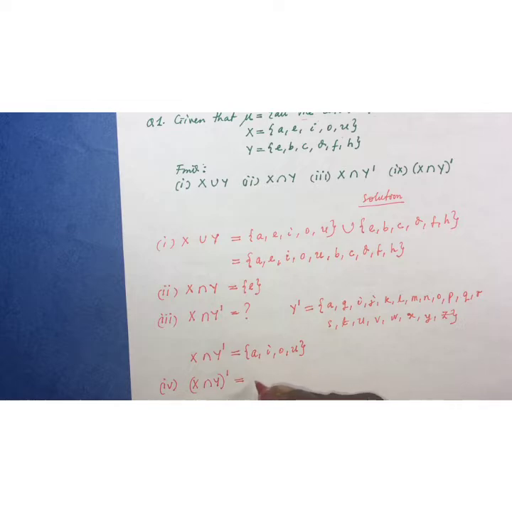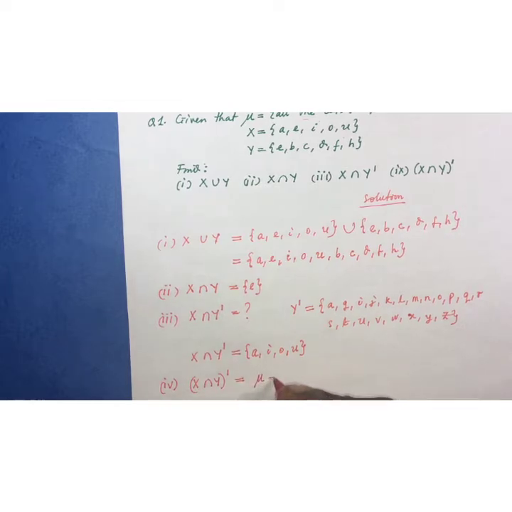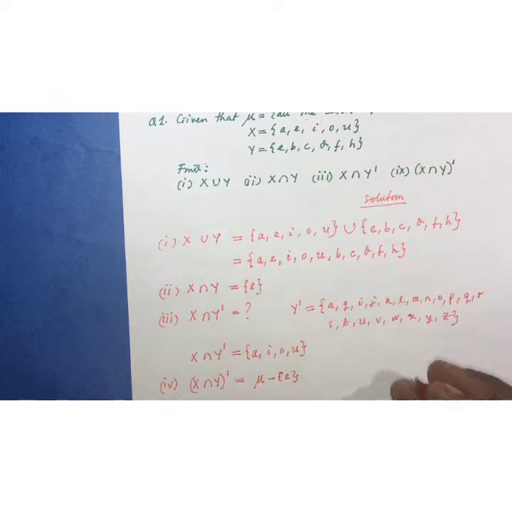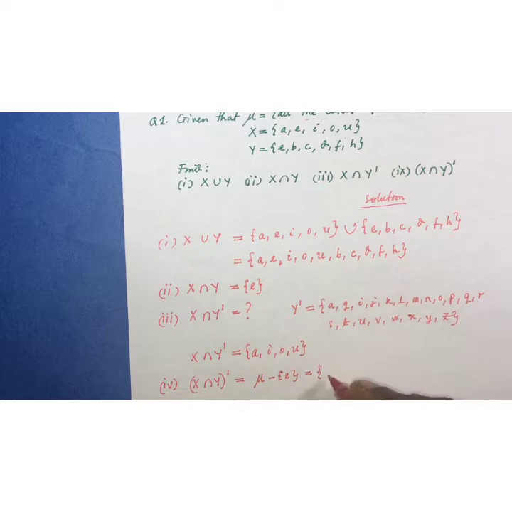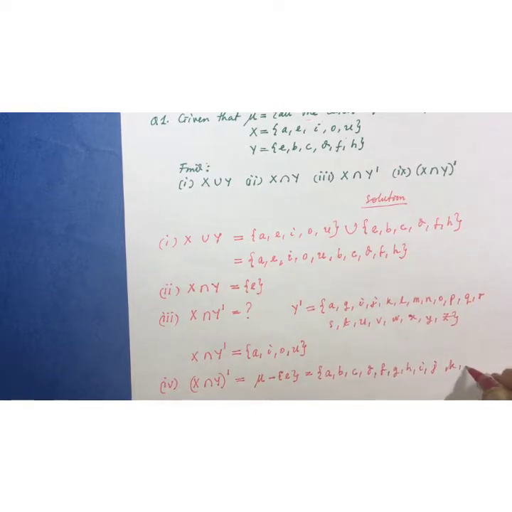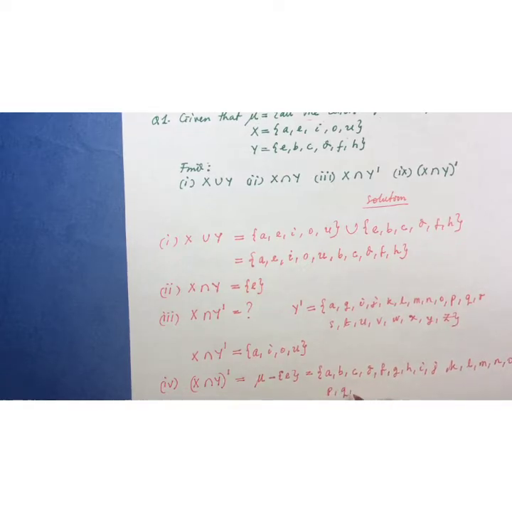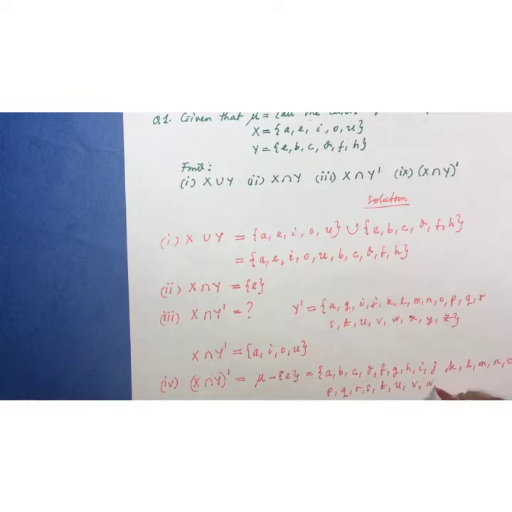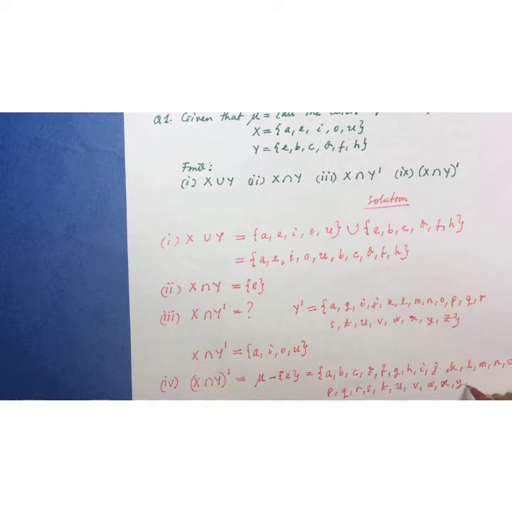So to make it easy, I'm just going to write the universal set minus E, and that will give us the set we want. That means writing the set A, B, C, D, no E, then continue with F, G, H, I, J, K, L, M, N, O, P, Q, R, S, T, U, V, W, X, Y, and Z.